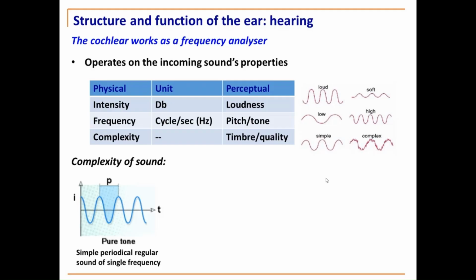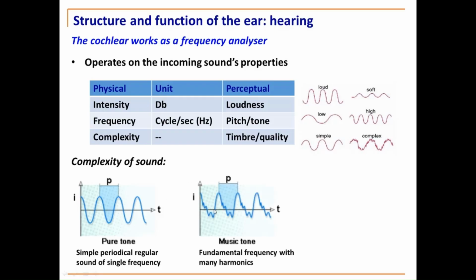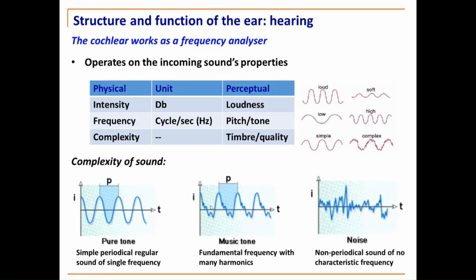So we have these complexities of sound. We have pure tones where, if you're looking at this one, we have a nice, simple, periodical, regular sound of a single frequency. We then have music tones, we'll know about those, fundamental frequency with many harmonics, and then kind of noise, random tones, if you like, and sounds. But remember, our ears are processing information all the time. The rustling of the leaves, the birds tweeting away, cars in the background, someone talking to you, all that information is hitting your ears, and we have to be able to interpret appropriately and filter out the information that we really don't want to be listening to.